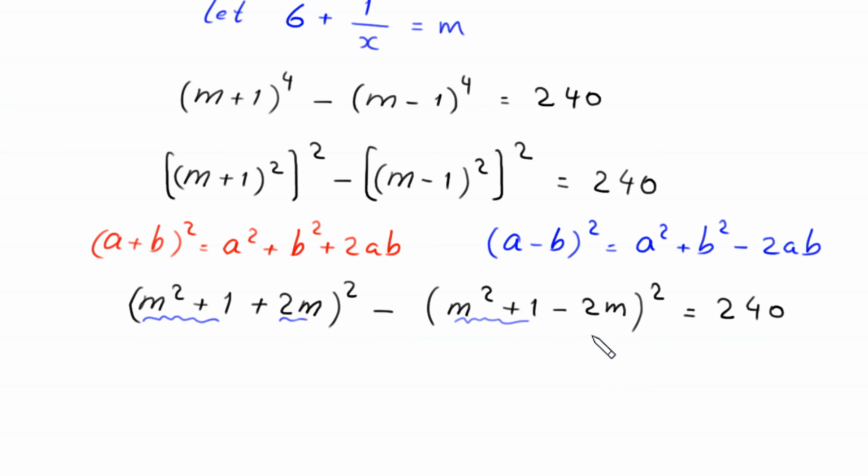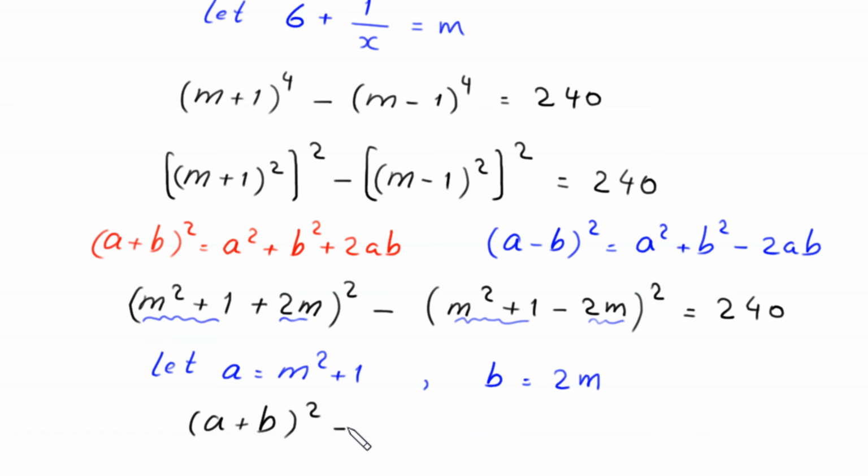Now here we have m^2 + 1 and here we have m^2 + 1, and here we have 2m, here we have 2m. So we suppose that let a is equal to m^2 + 1 and b is equal to 2m. So this equation will become (a + b)^2 minus (a - b)^2 is equal to 240.